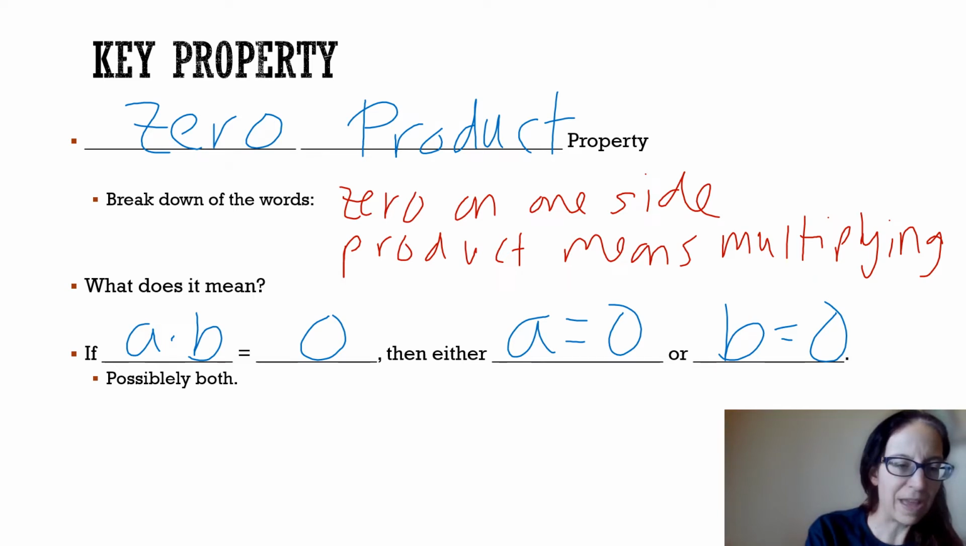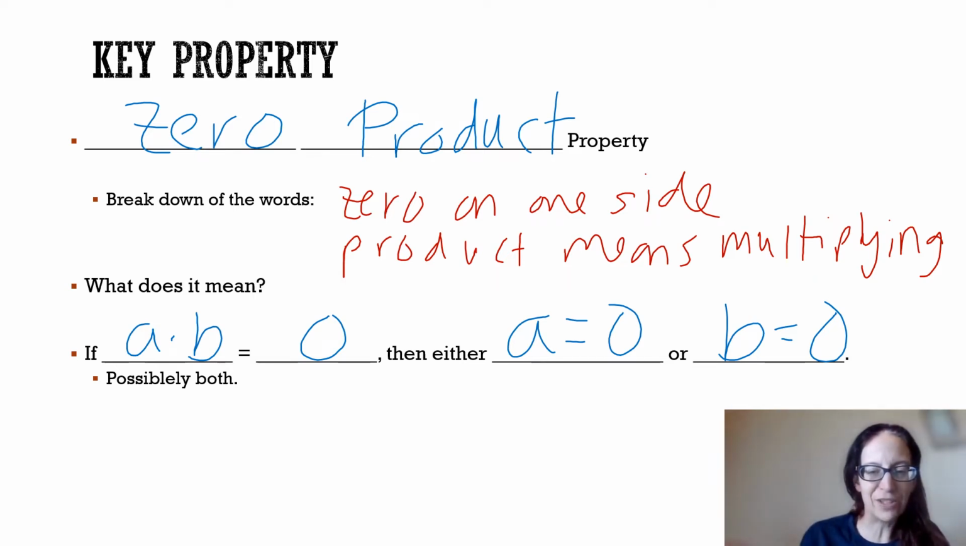Which is not how you spell possibly. I looked at it earlier and I had the wrong thing in there. Like I had possible both and I added an ly and wasn't paying attention. There we go. That's better. It's not really that much better, but you get the idea. So that's what the zero product property means.